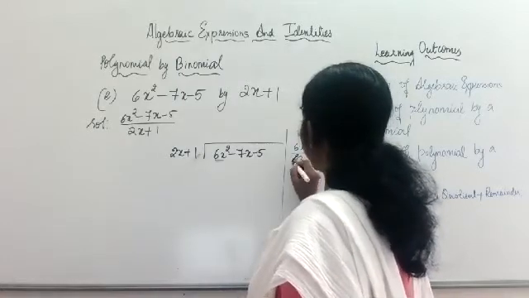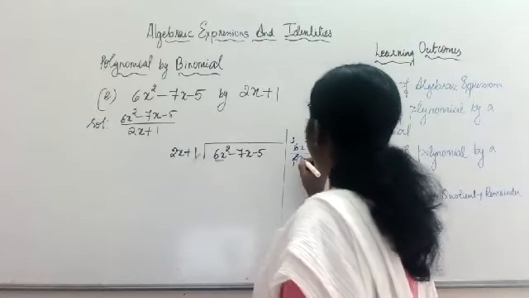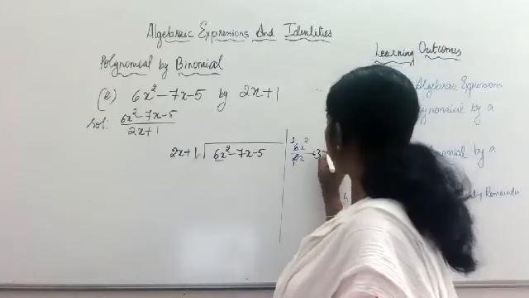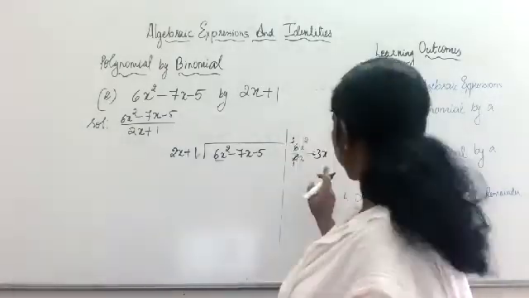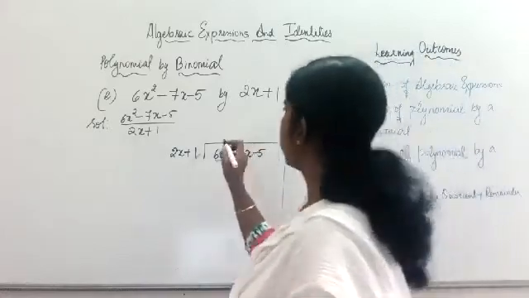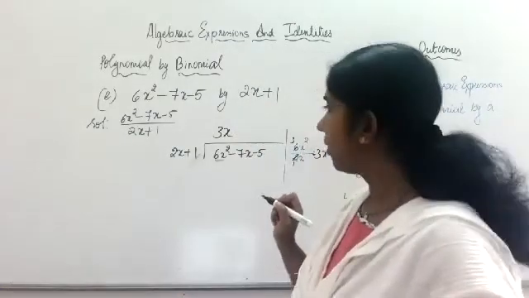2 ones are 2, 2 threes are 6. So it is 3x squared over x to the power 1, and 2x will be given. This x gets cancelled with that x. So what remains is 3x. So your first quotient for this is 3x.